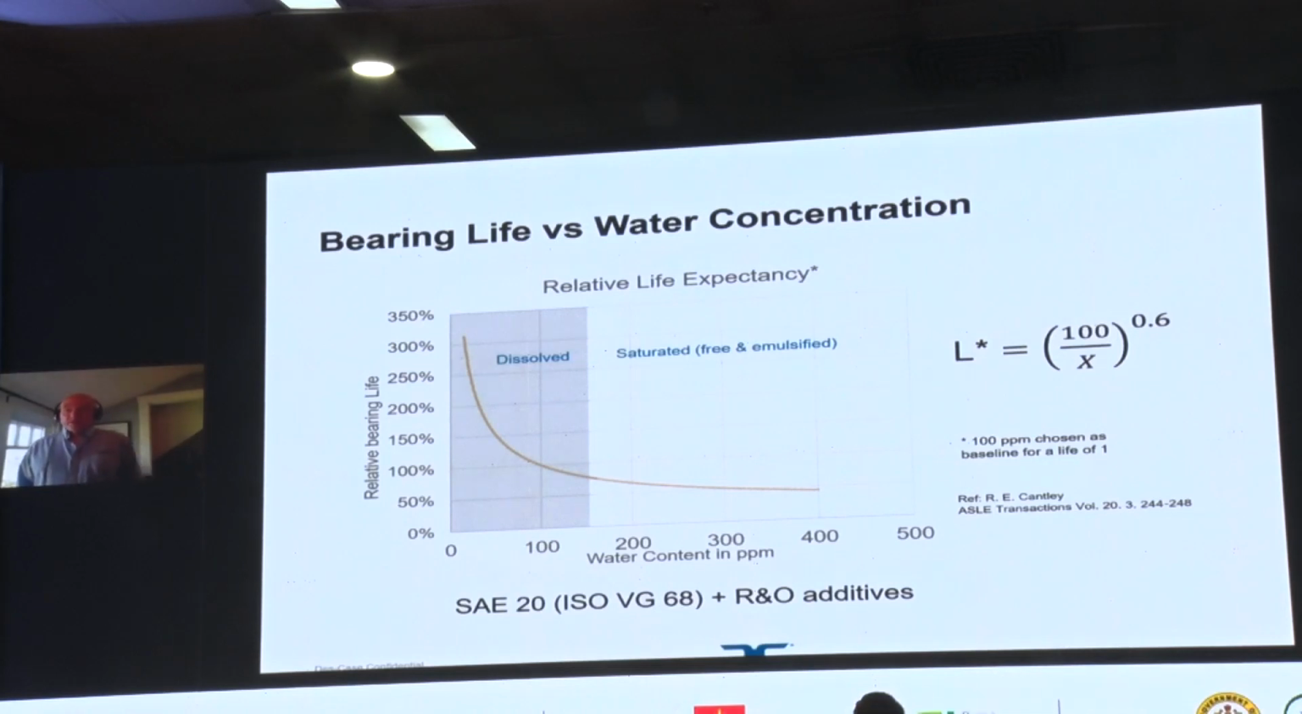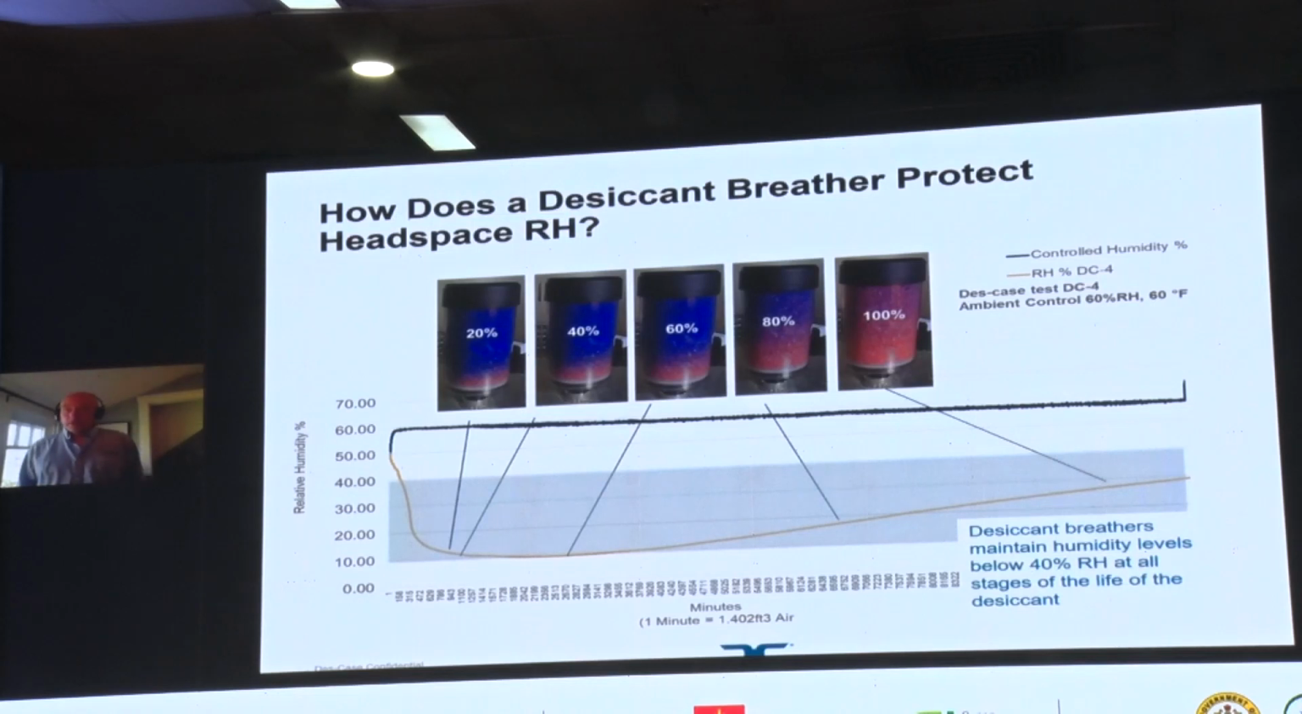What's important about this curve is as you look at the oil becoming drier and drier, you move to the left-hand side of the curve, you can see that as we get below the saturation point, and any water that's present is just dissolved in that oil, you can see there is an exponential increase in the life expectancy of the bearing. So if we want to extend the life of our gearbox, it's really important for us to keep water levels at the left-hand side of this curve, well below the saturation point. So if we see what the impact is, the easiest way for us to do this is actually to install a desiccant breather on our gearbox.